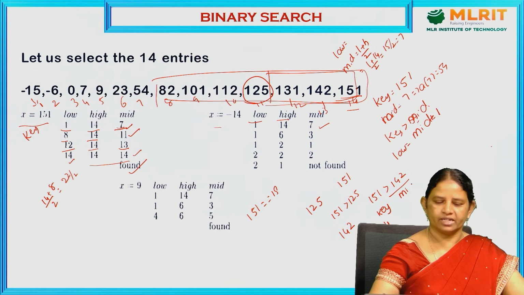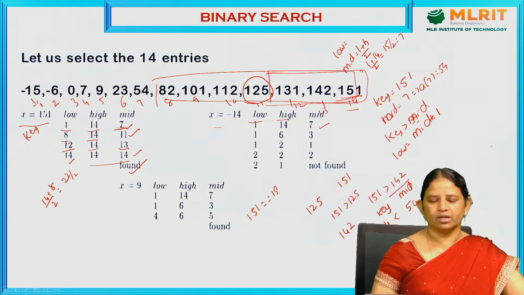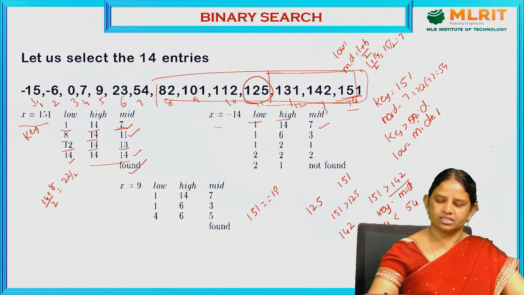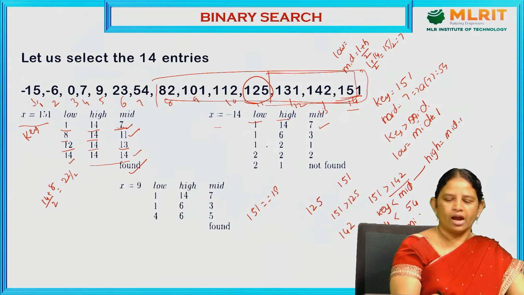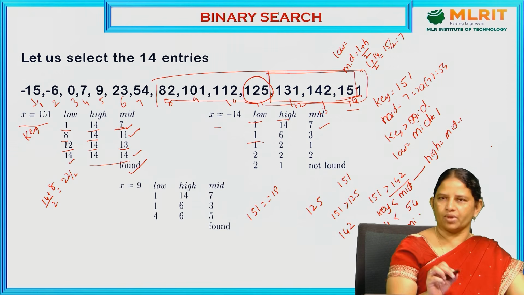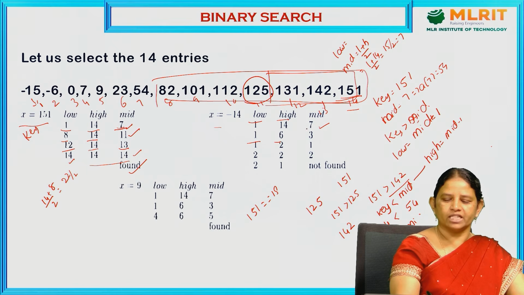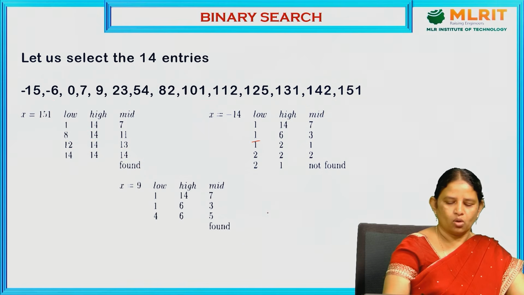The mid element is A of 7, which is 54. Minus 14, the key element, is less than 54, then high equal to mid minus 1. So if the key value is less than mid, then high equal to mid minus 1. High equal to mid minus 1 means high value will be 7 minus 1, that is 6. Low value is the same as it is.